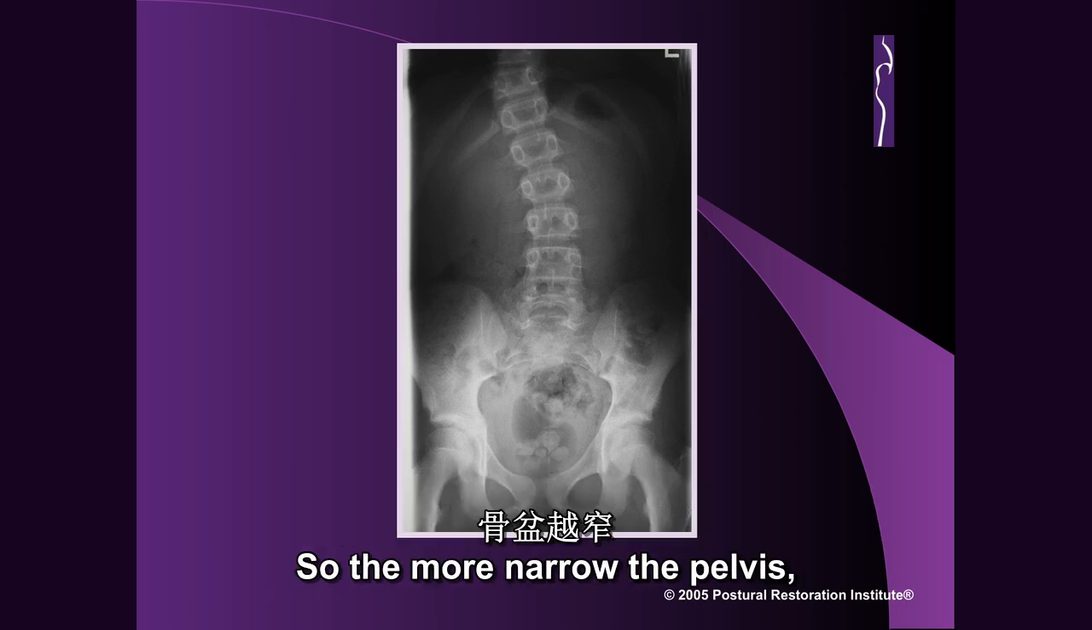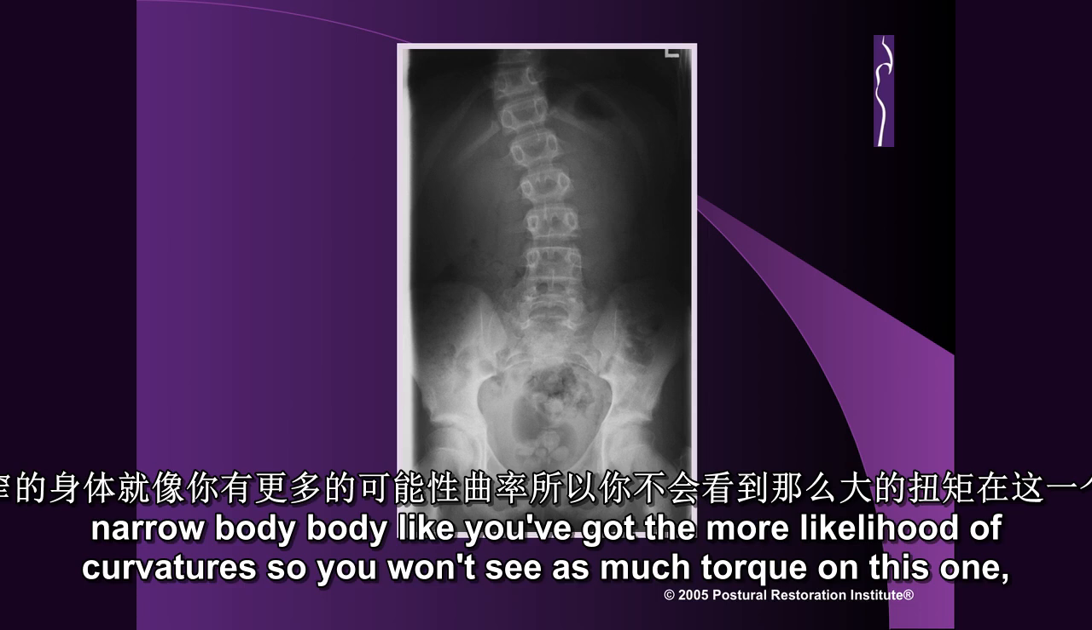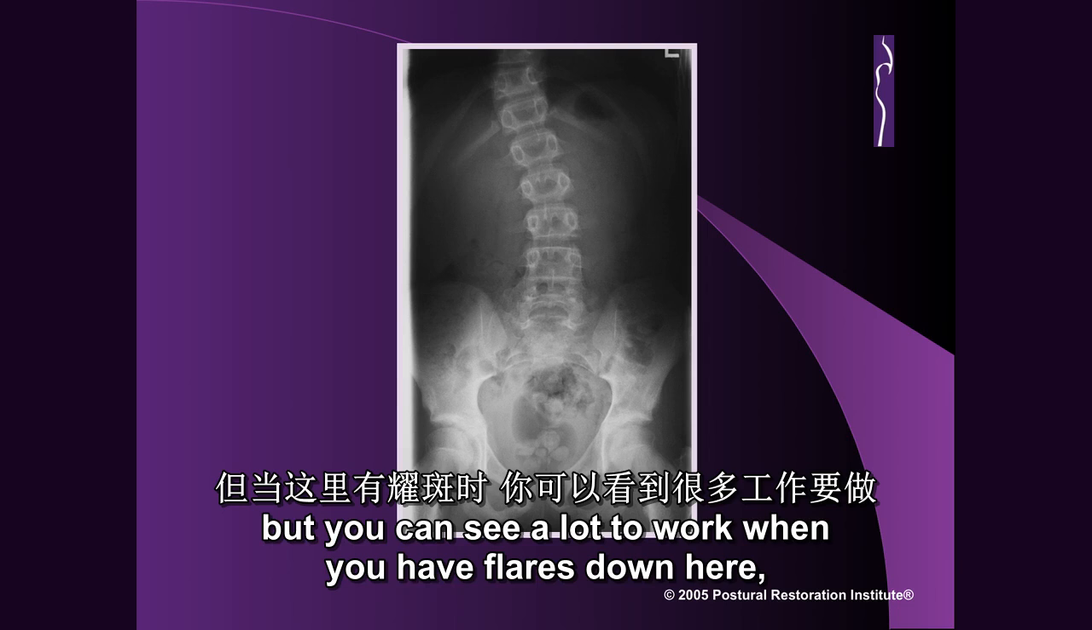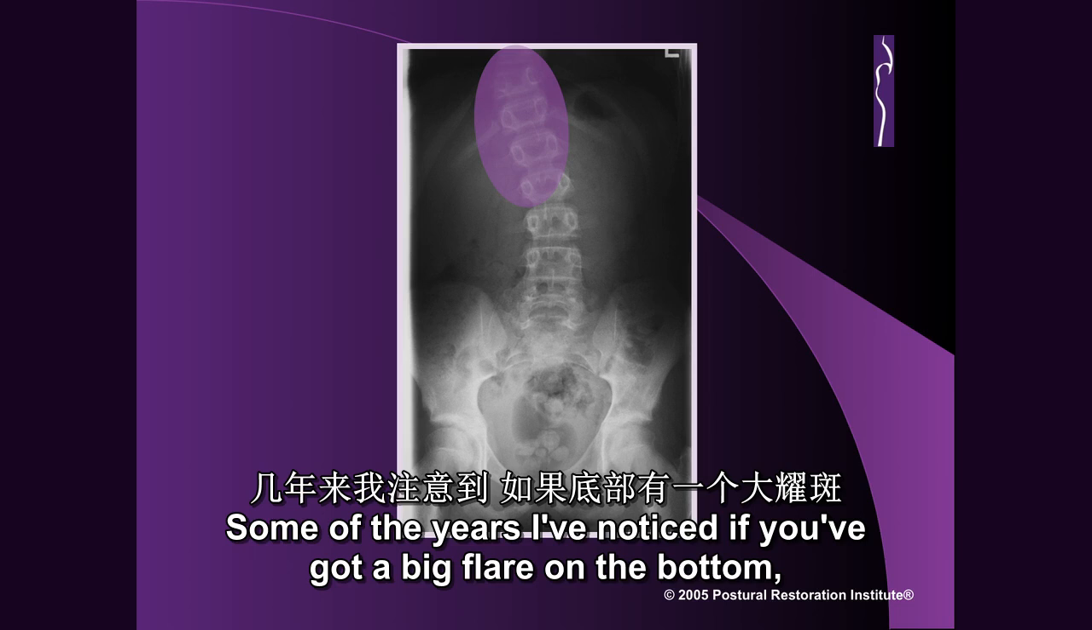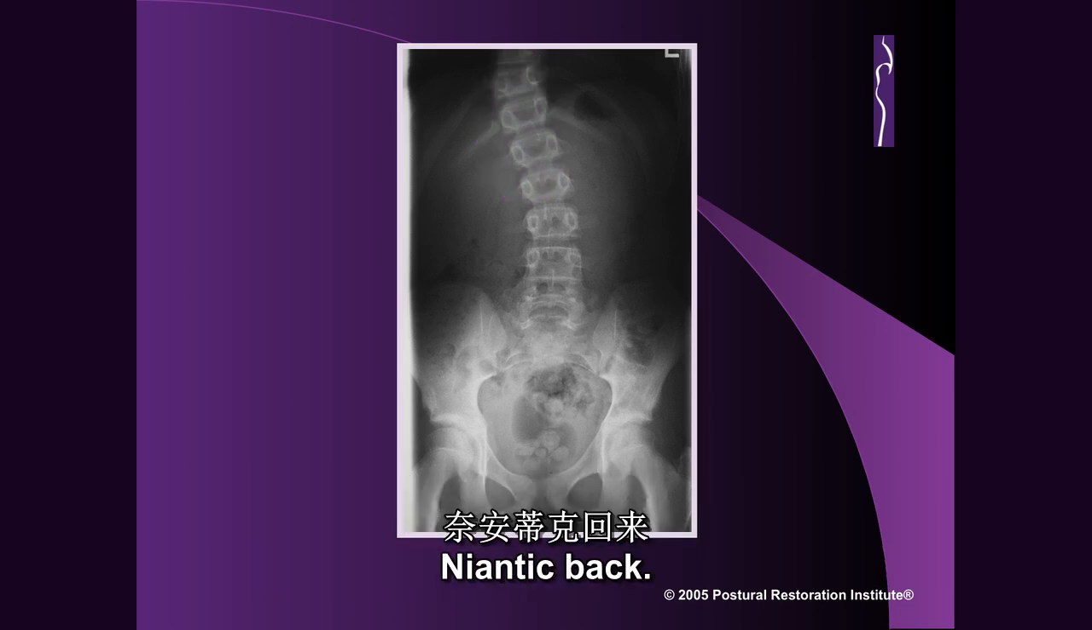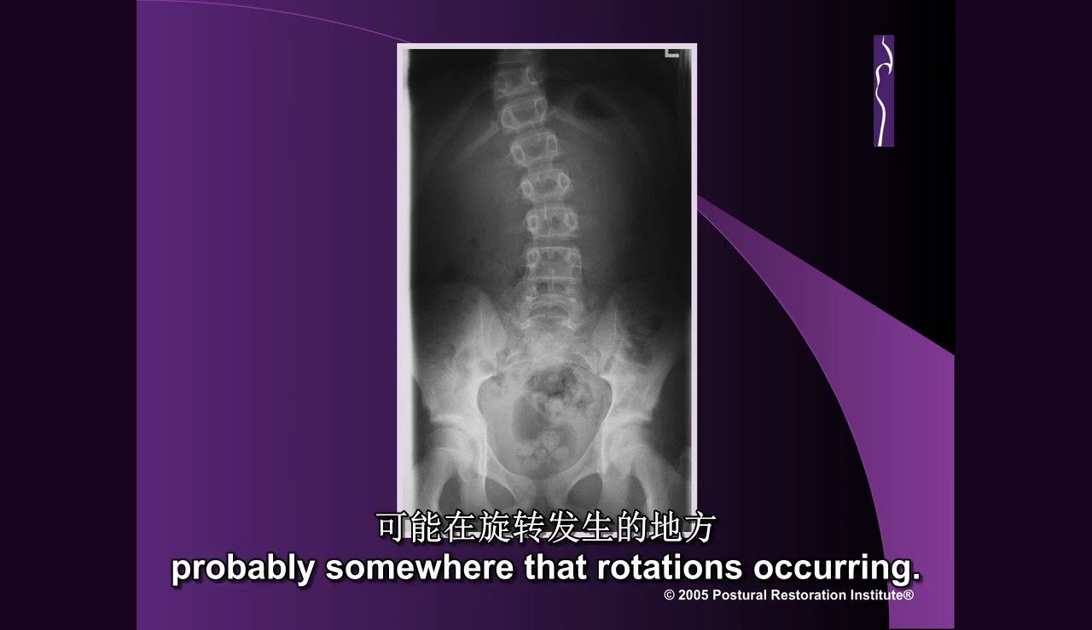So the more narrow the pelvis, the more narrow the mouth, the more narrow the body, the more likelihood of curvatures. So you won't see as much torque on this one, but you're going to see a lot of torque. When you have flares down here, you're not going to have flares up here. It's just something over the years I've noticed. If you got a big flare on the bottom, Katie, you're probably not going to have a scoliotic back. If you got a little flare, no flares, probably somewhere that rotation's occurring.